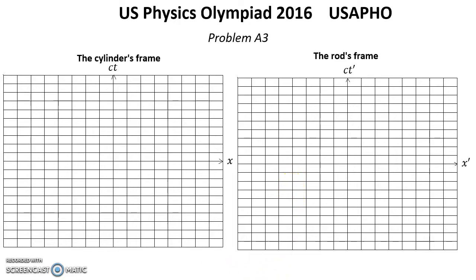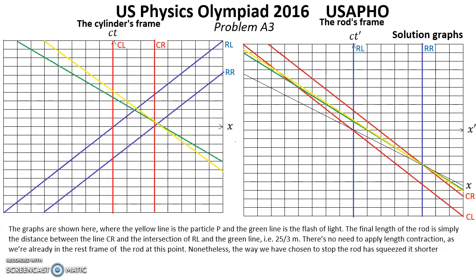Solution. Here we presented solution graphs for this problem. The graphs are shown here, where the yellow line is the particle P and the green line is the flash of light. The final length of the rod is simply the distance between the line CR and the intersection of RL and the green light, i.e.